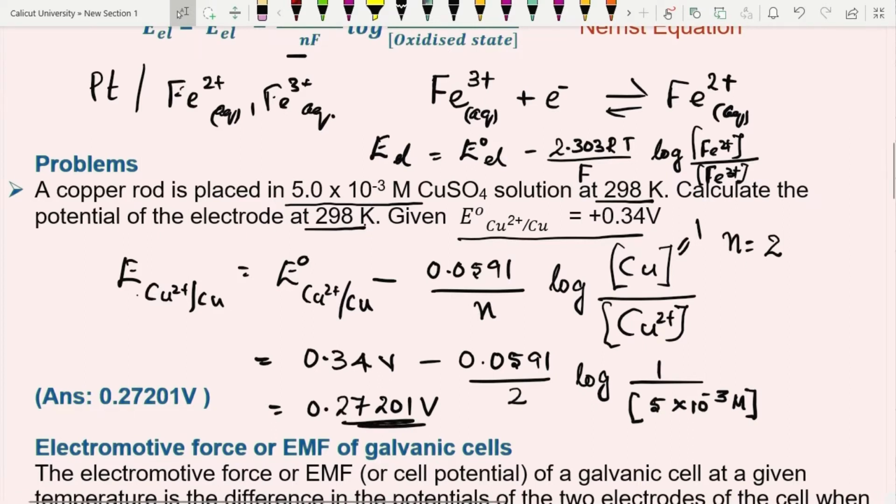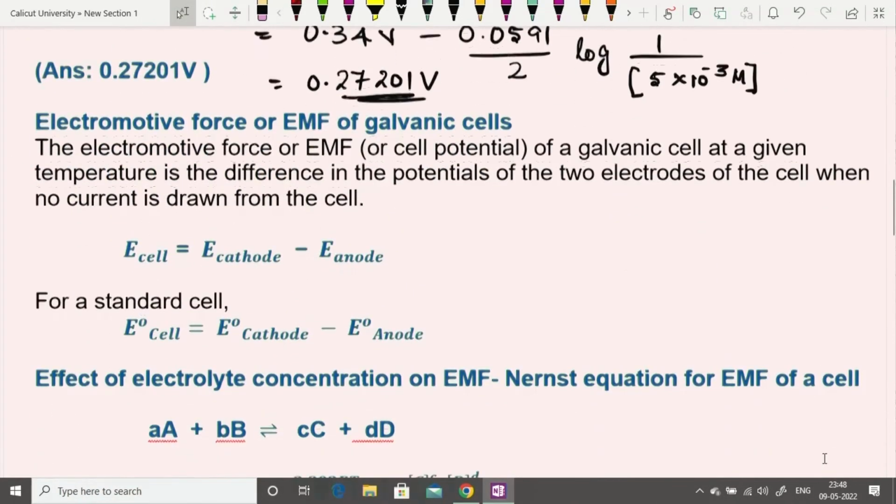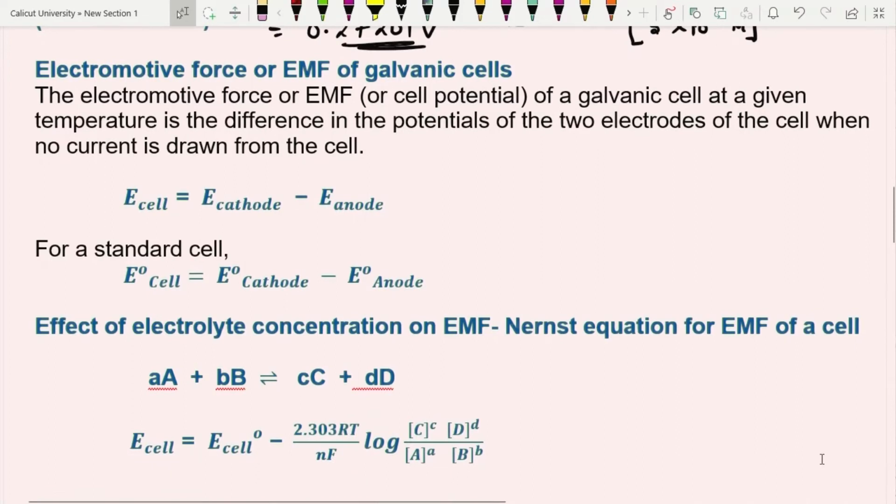Now, in a similar way we are going to find out the EMF of a cell. So far we have been dealing with electrodes, now we are going for the cell. For a cell, as we have seen earlier, E of cell is equal to E of cathode minus E of anode. For a standard cell, when the conditions are mentioned, E naught cell is equal to E naught of cathode minus E naught of anode. Next, we are going to apply the Nernst equation for the EMF of the cell.